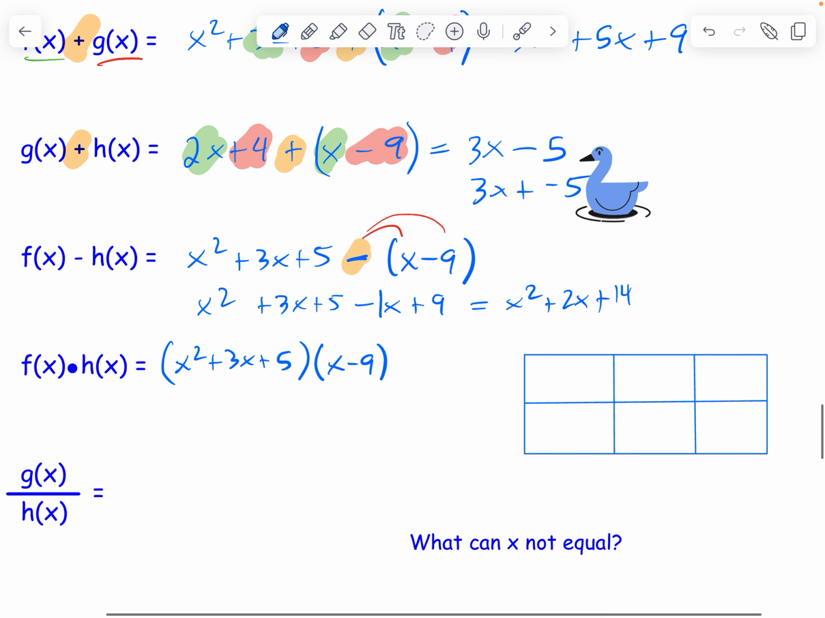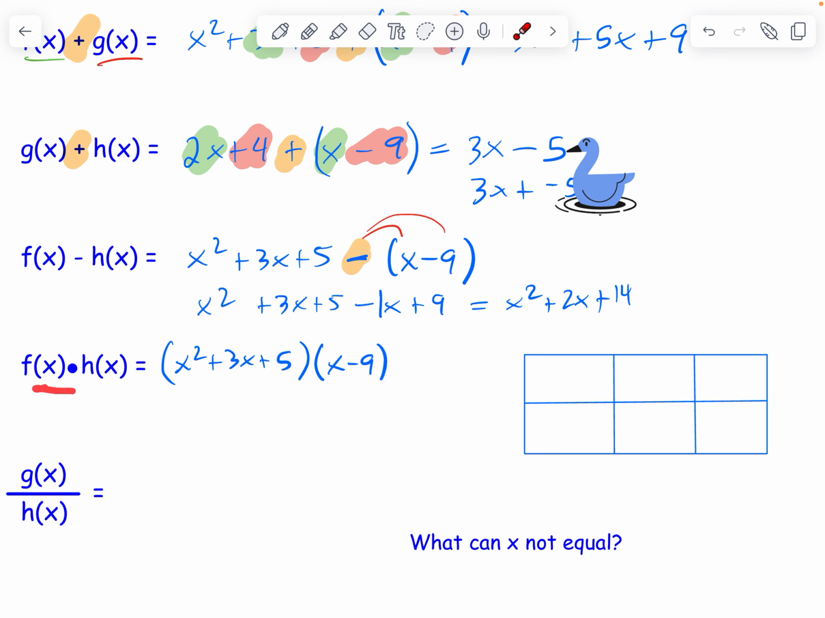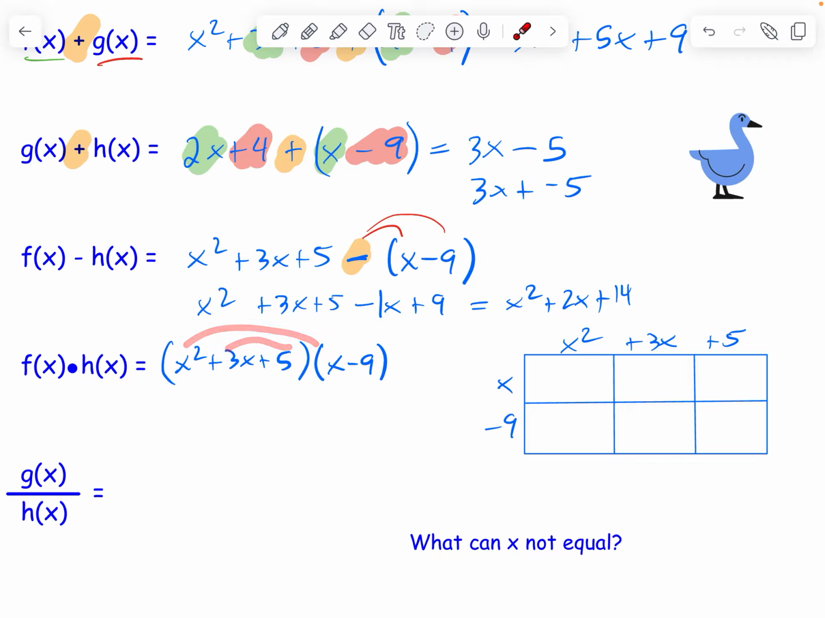I'm going to put f on top because it has 3 parts. 1, 2, 3. And we're going to put h on the side because it has 2 parts. So x squared plus 3x plus 5. And then x minus 9 down the side. Then, like I said, there's all these multiplications. To get all 6 of these, you just multiply.